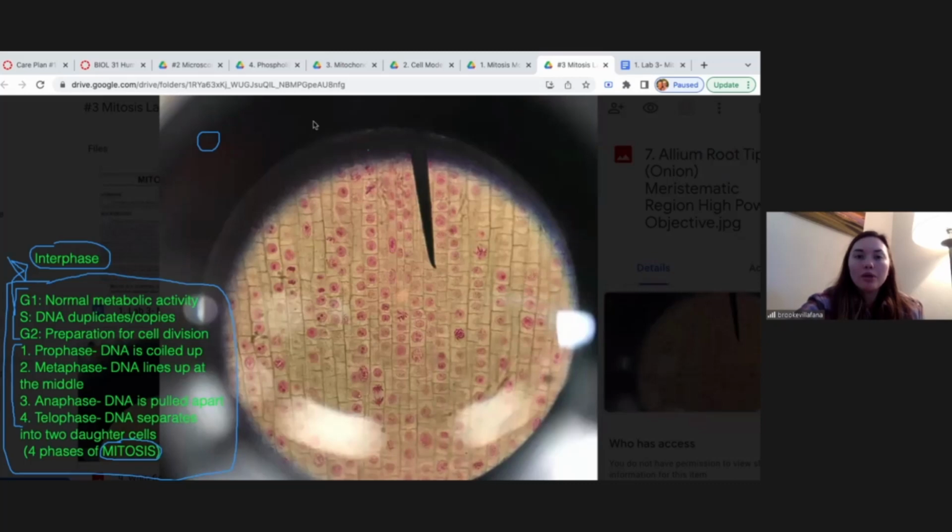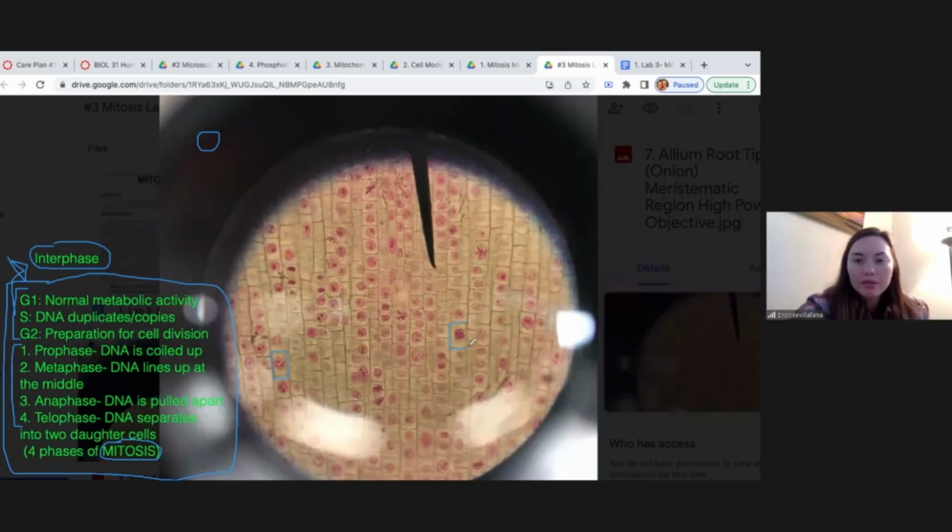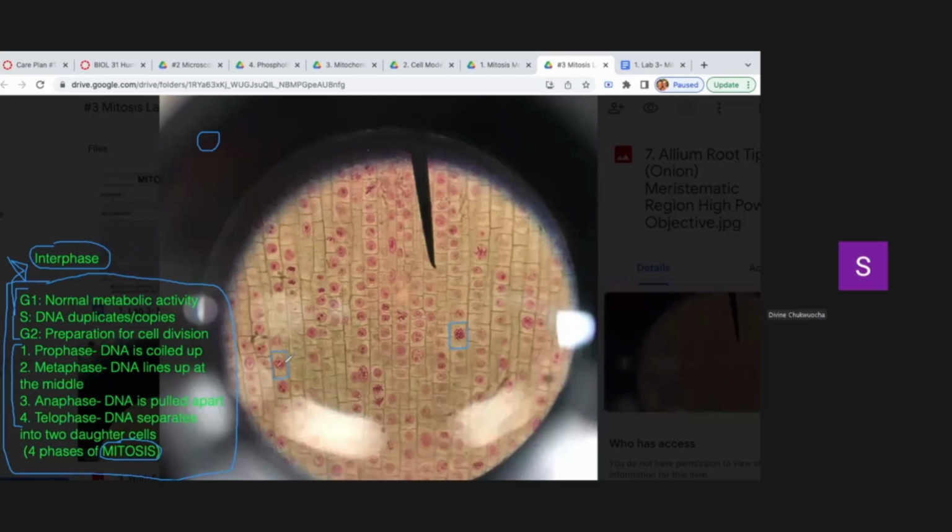So we're going to look at prophase first, right? Because we have those 4 phases, prophase first. So in prophase, the DNA is coiled up. This one is in prophase, the ones I'm outlining. This one's in prophase, the DNA is all coiled up.